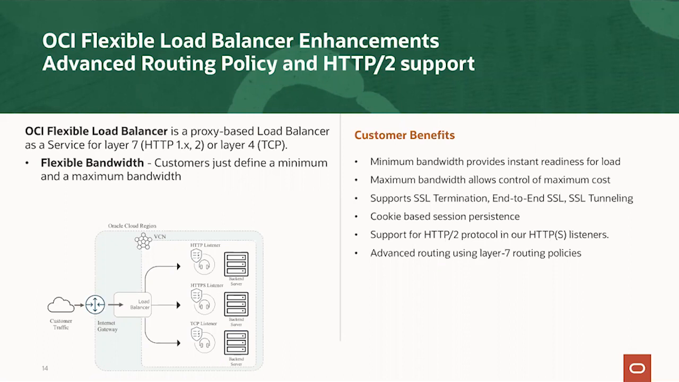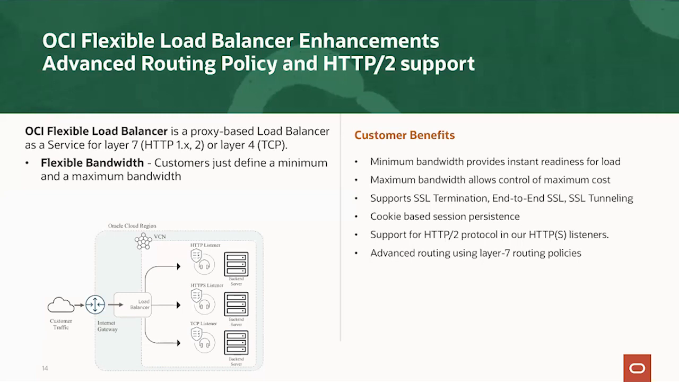With this new flexible load balancer, you can define any arbitrary minimum and maximum bandwidth value between 10 and 8000 Mbps. The minimum bandwidth is pre-provisioned and provides you instant readiness for your workloads, while the maximum bandwidth provides you a cost control mechanism. You can scale beyond your minimum bandwidth at any point of time up to your maximum bandwidth value. Our pricing for bandwidth is also very simple and intuitive, where you're charged for the minimum bandwidth if your usage is at or below the min value, or the actual bandwidth usage if it's higher than the minimum.